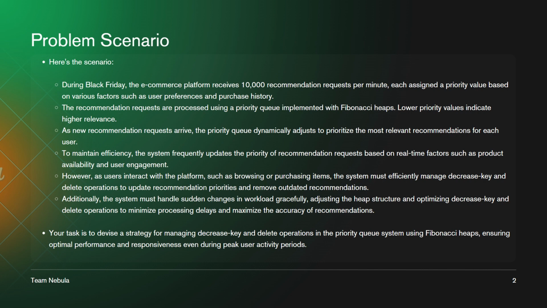Additionally, the system must handle sudden changes in workload gracefully, adjusting the heap structure and optimizing decrease key and delete operations to minimize processing delays and maximize the accuracy of recommendations. So, your task is to devise a strategy for managing decrease key and delete operations in the priority queue system using Fibonacci heaps, ensuring optimal performance and responsiveness even during peak user activity periods.